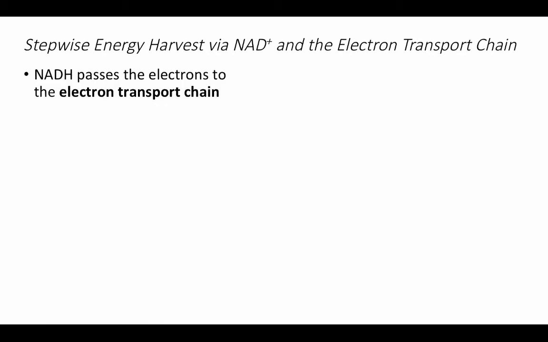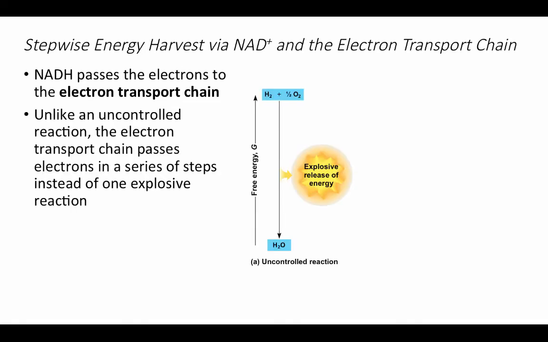Eventually, NADH is going to pass these electrons down to what we call an electron transport chain, a series of increasingly electronegative molecules that are going to accept those electrons and become alternately oxidized and reduced as they pass those electrons along. Again, we'll look at this in a lot more detail. This is just to give you an overview of how this works.